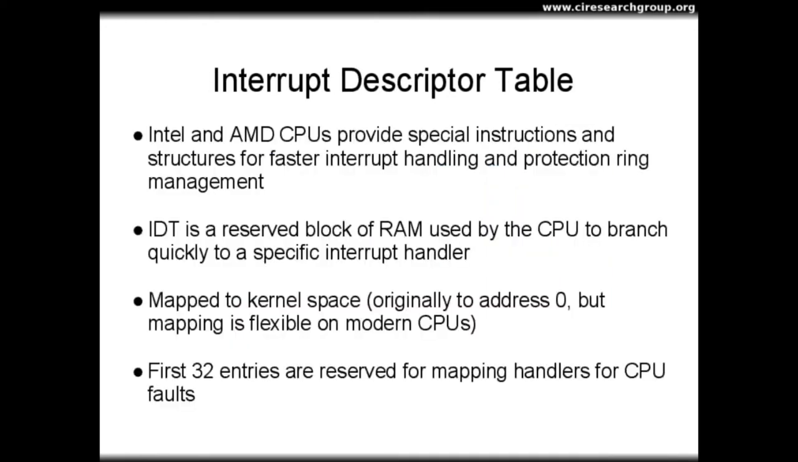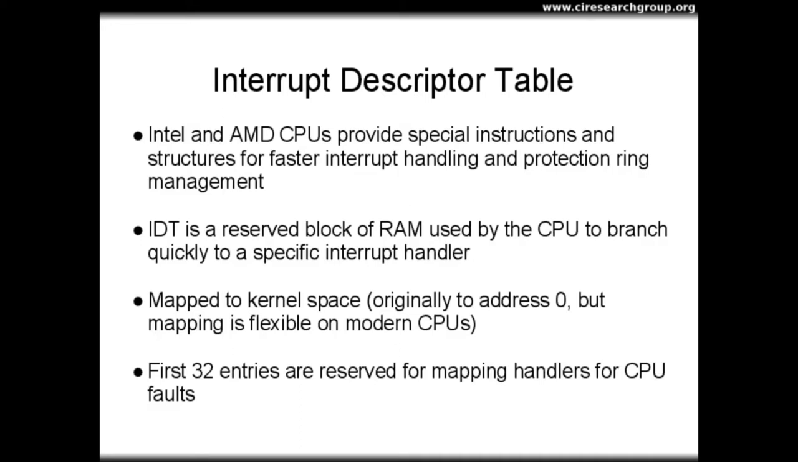On Intel-based systems, we have something called the Interrupt Descriptor Table. The IDT provides special instructions and data structures that are actually managed by the CPU itself so that interrupt handling can be as fast as possible and protection rings can be changed automatically. The IDT is simply a reserved block of RAM used by the CPU to jump quickly to a specific interrupt handler.